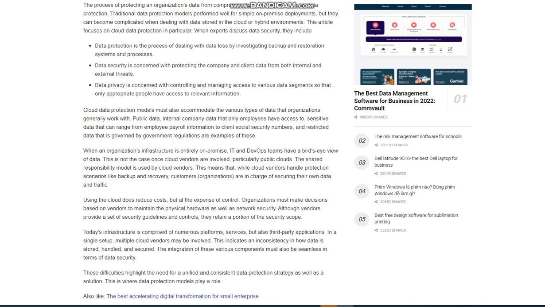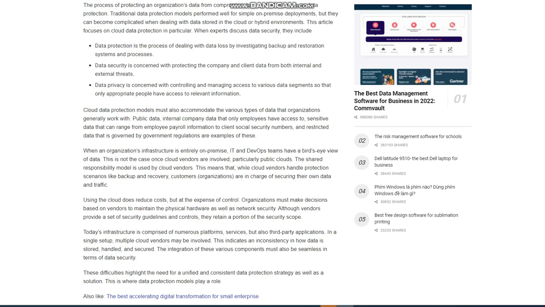Today's infrastructure is comprised of numerous platforms, services, but also third-party applications. In a single setup, multiple cloud vendors may be involved. This indicates an inconsistency in how data is stored, handled, and secured. The integration of these various components must also be seamless in terms of data security. These difficulties highlight the need for a unified and consistent data protection strategy as well as a solution. This is where data protection models play a role.